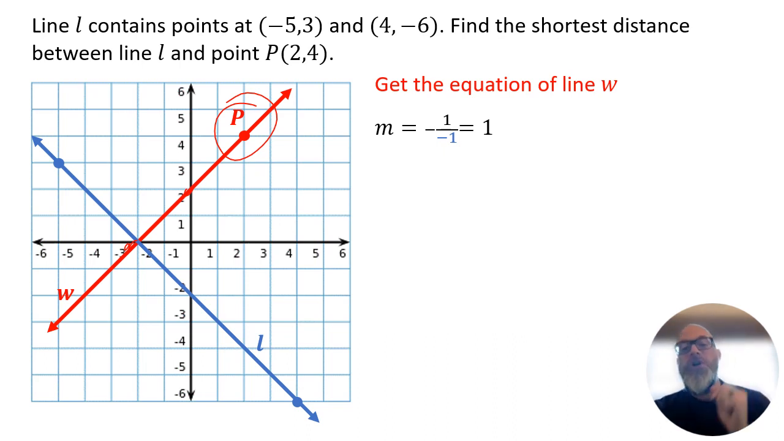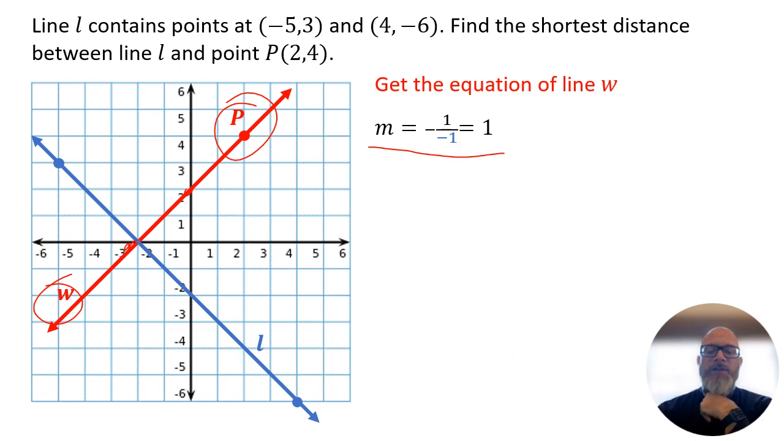So the way that you're going to get the slope of the line W is using this relationship. The relationship between line W and line L, that they're perpendicular lines, therefore their slopes are negative reciprocal slopes, or opposite reciprocal slopes. Okay, so if the slope of line L was -1, the slope of line W is going to be the negative reciprocal of that, which is 1. Okay, don't forget that step.